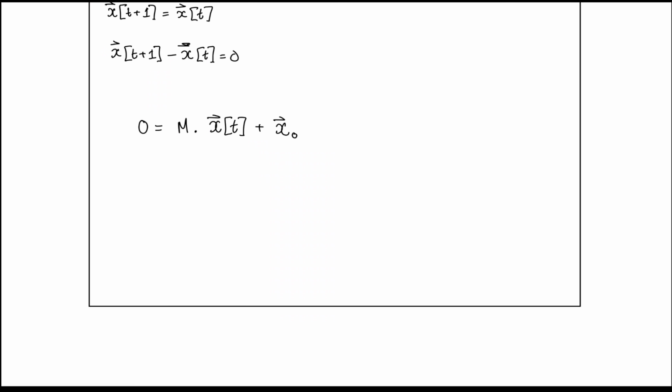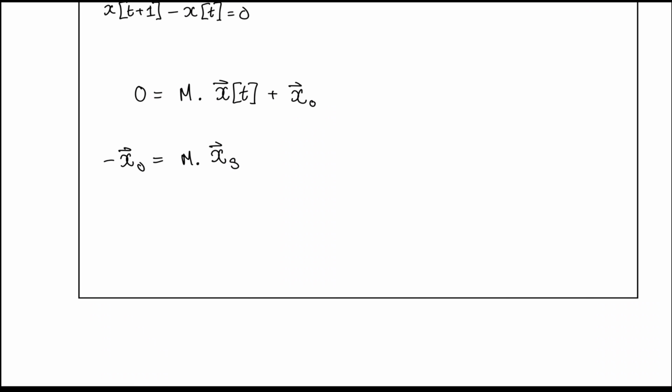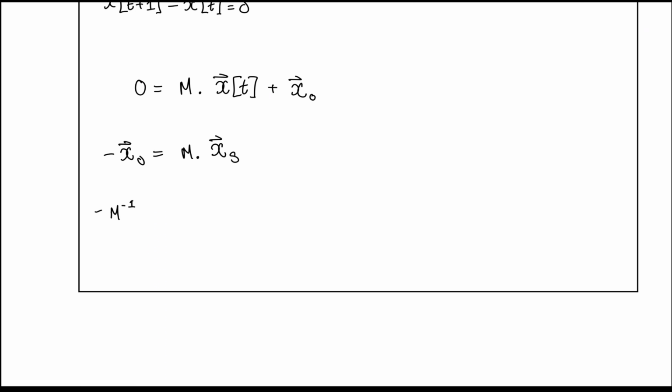Now, in order to solve for x_t, which in this case is going to represent our steady state, we are first going to move this to the other side. So we have minus x0 is equal to M multiplied by, I'm going to change this so that it's now x_s, which just stands for steady state. And in order to get rid of this matrix, we have to multiply by the inverse of that matrix. So the steady state is equal to minus the inverse of M multiplied by the vector x0.